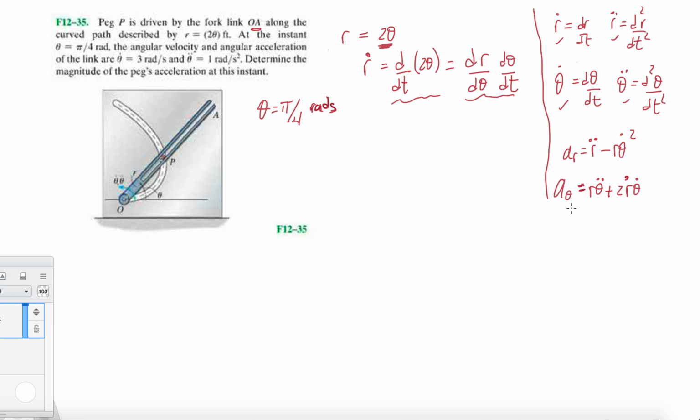I don't think you have to memorize these, but if you can, might as well. If not, just put them on a cheat sheet. All right, so let's go back to the problem.